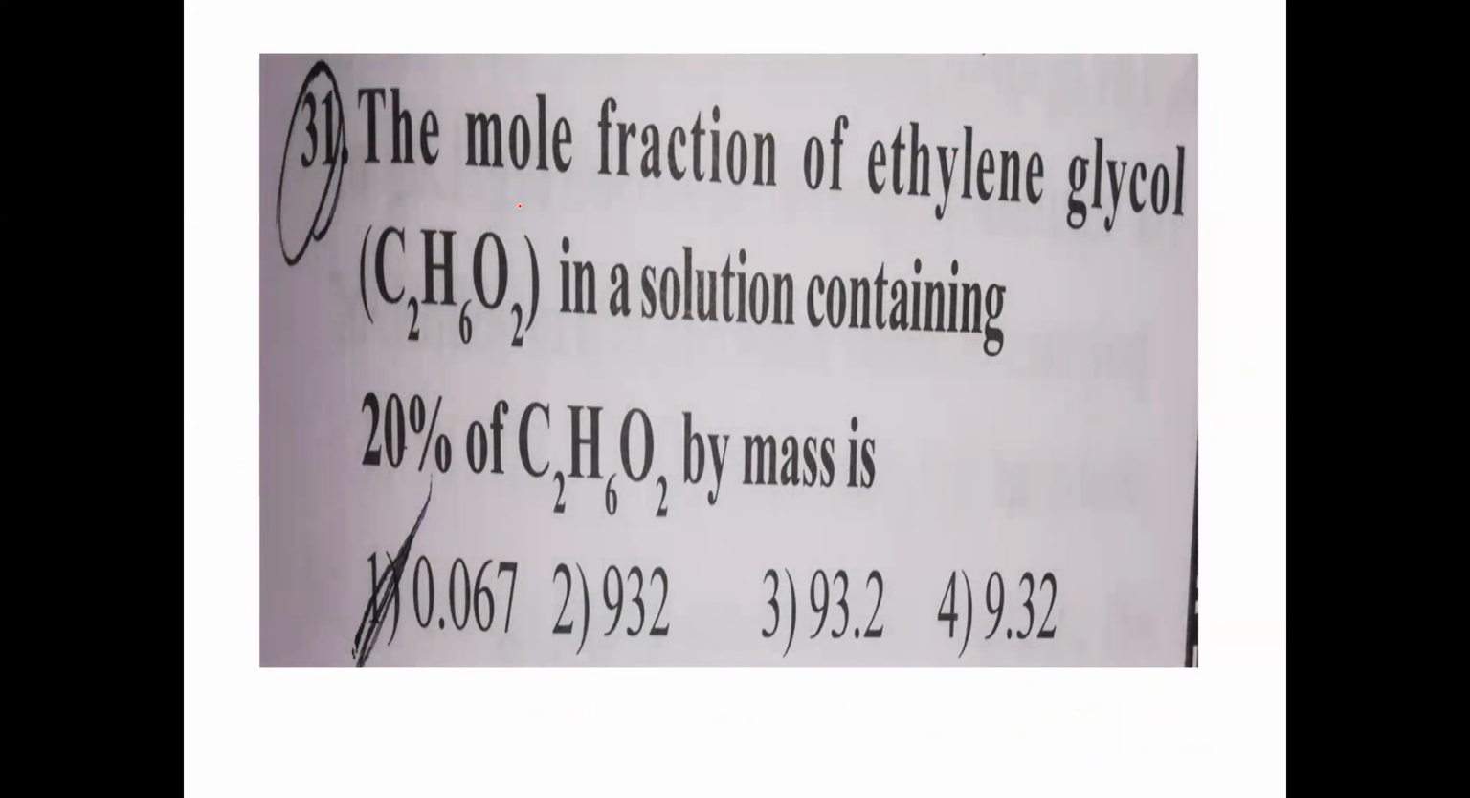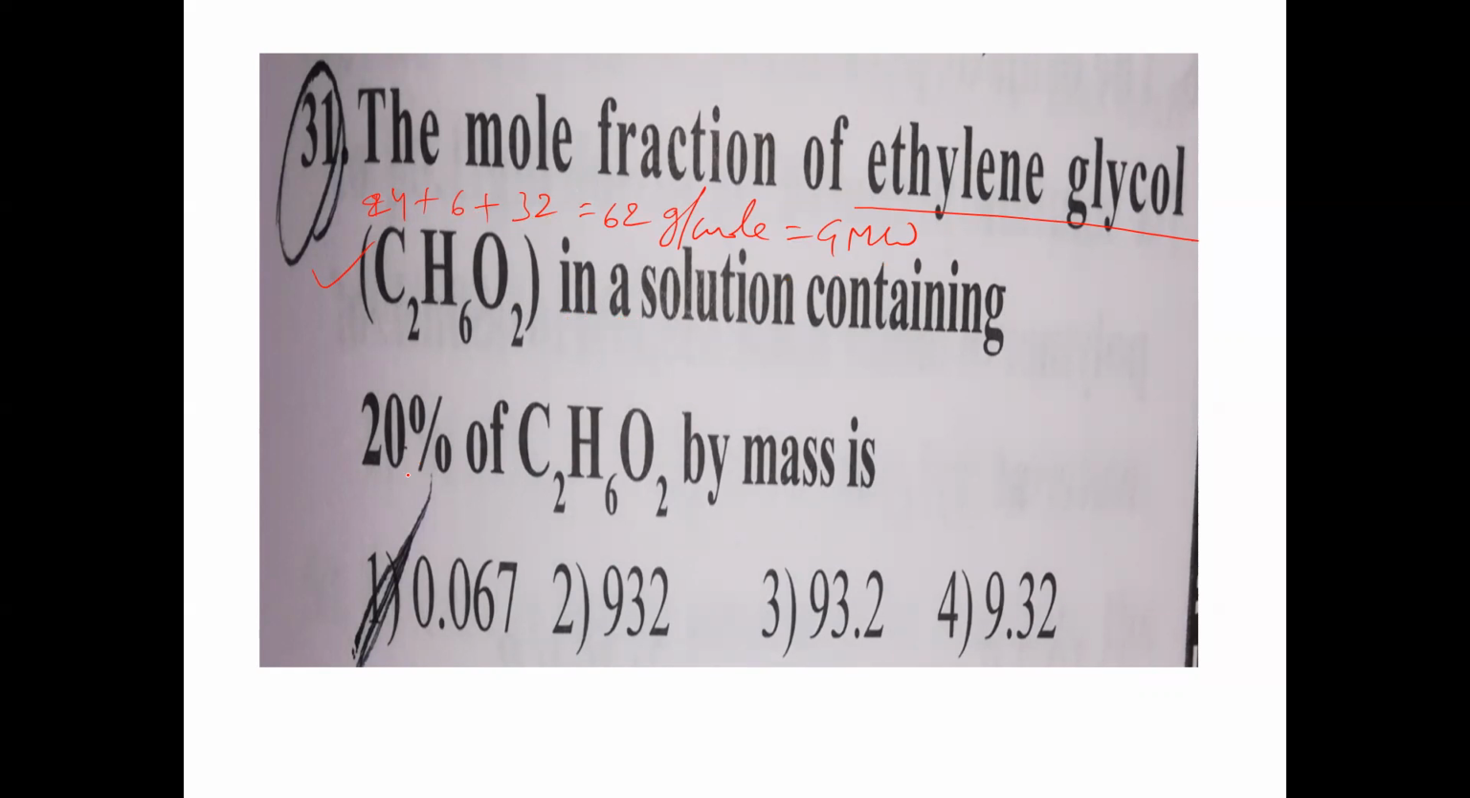Next, the mole fraction of ethylene glycol. The formula is given, C2H6O2. Now C2 means 12 plus 12, 24, plus hydrogen 6, plus oxygen 2, 32. So what will be the gram molecular weight here? 24 plus 6, 30, 30 plus 32, 62. So 62 grams per mole is the gram molecular weight of ethylene glycol.